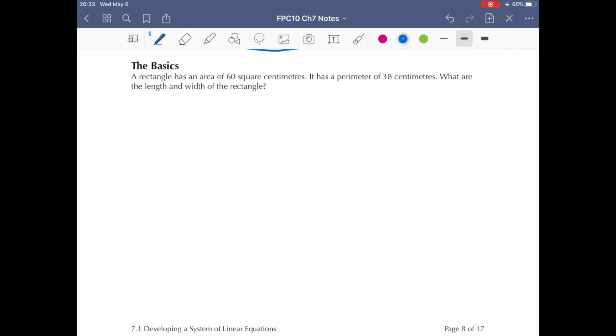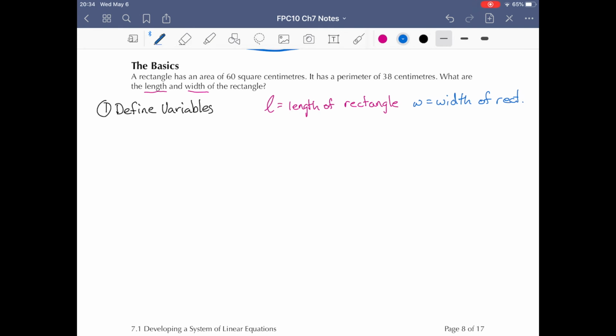Okay, so our first step. Step number 1, we define variables. Our variables are what we're trying to find out about. We're trying to find out about the length and the width. So L equals length of the rectangle and W equals the width of the rectangle. Those are our two variables. We've just defined them.